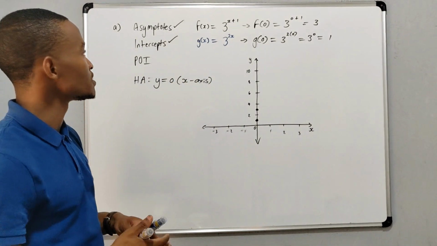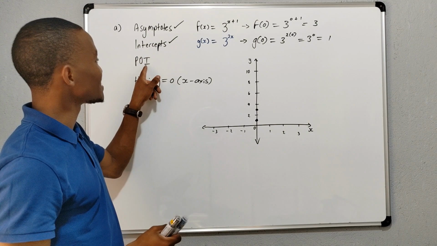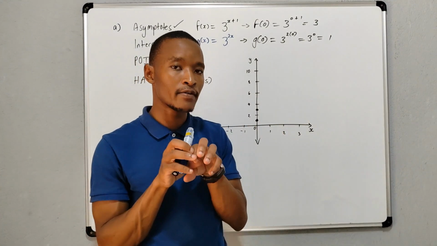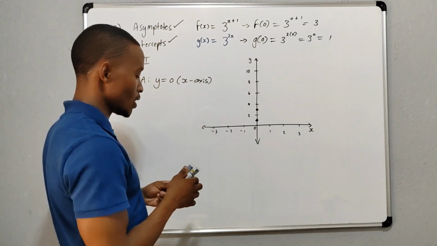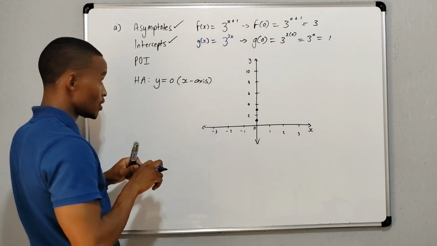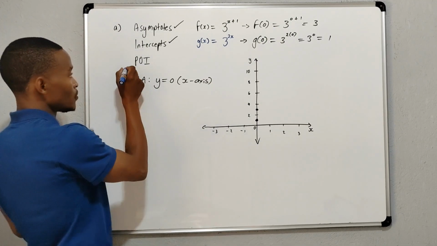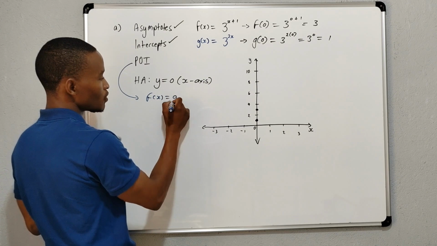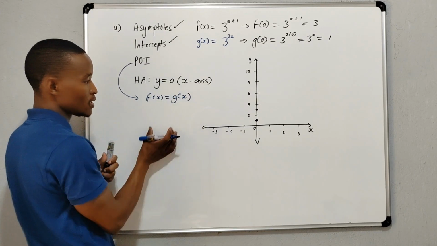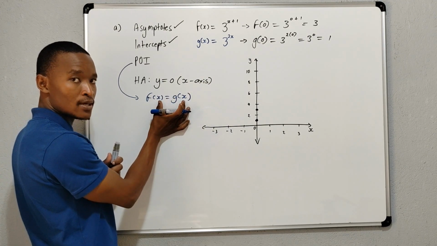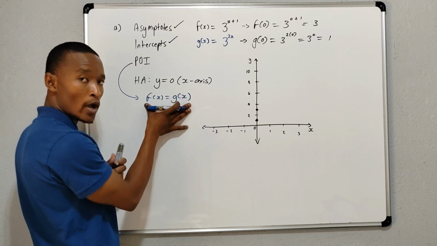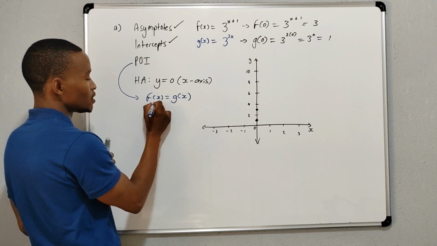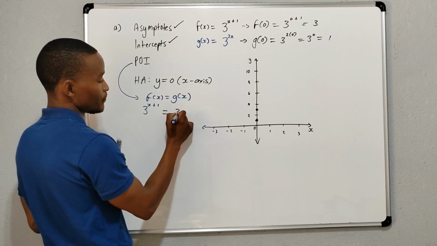What we need now is the point of intersection. So how do we get the point of intersection? This is a common point of f and g. So what can we do about this? We know that at the point of intersection, f of x will be equal to g of x, meaning that the x coordinates will be the same as well as the y coordinates will be the same. It's a common point. So we substitute our expressions.